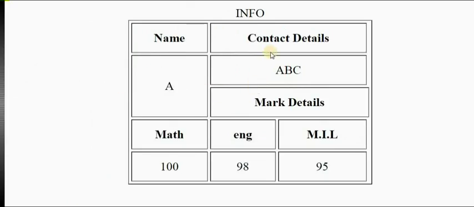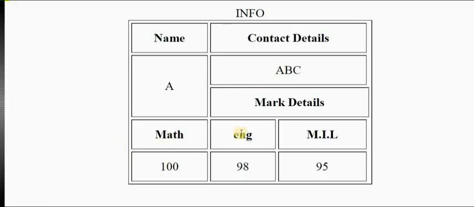Now let us see an example of a row span. A row span tells the table how much space to occupy out of the total rows. Now in this table showing the information about A, I have set the row span of A equal to 2 rows. And from here you can clearly see that A occupies the space of 2 rows.